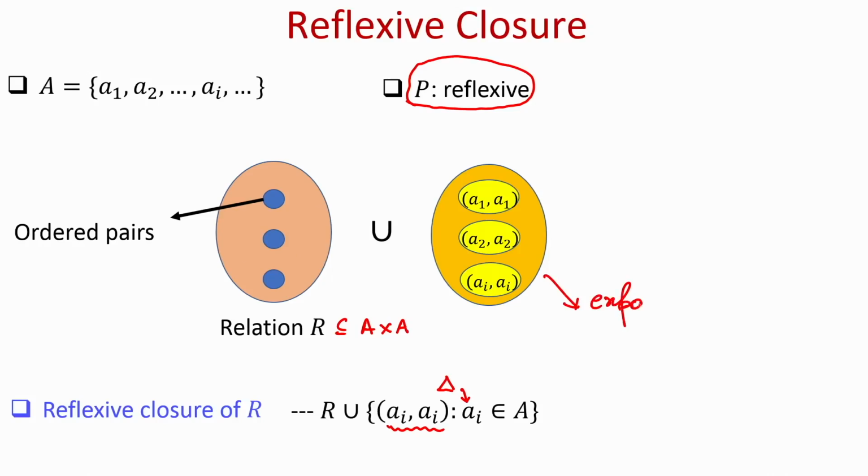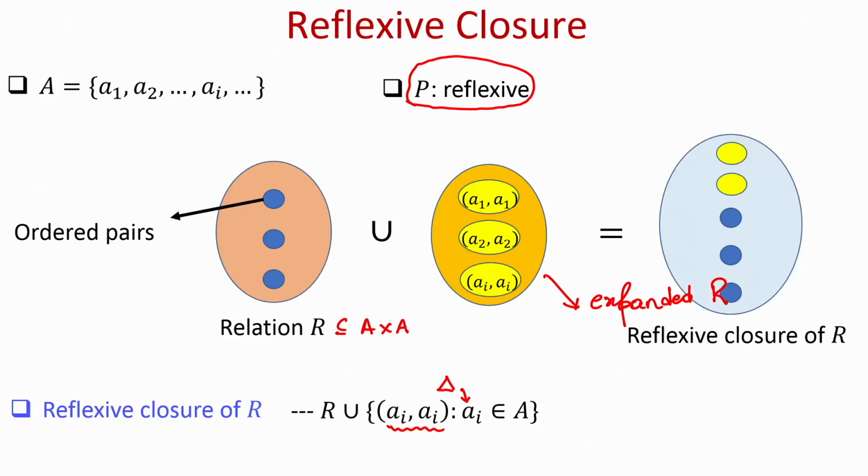That may be the same as R itself, in case your relation R is already reflexive, then you are not going to add any extra elements. So, this expanded R will have the original elements of the relation R, plus this expanded R will satisfy the reflexive property.